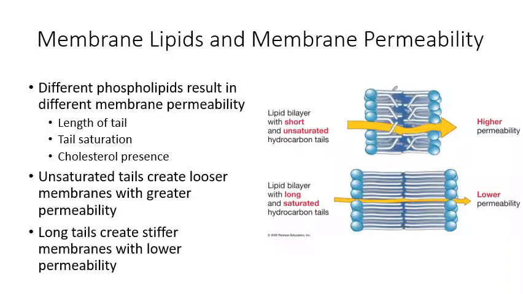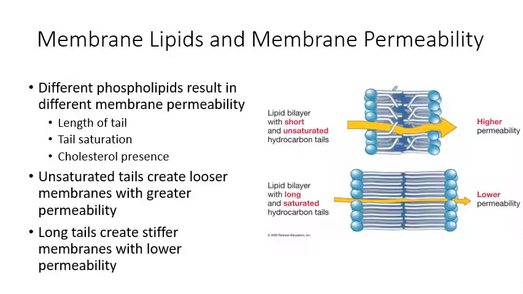So when you have those long tails on your phospholipids and saturated tails on the phospholipids, that makes for a less permeable membrane. It also makes for a stiffer membrane that's less flexible, harder to move the membrane or bend it, harder to kind of move things around in the membrane.